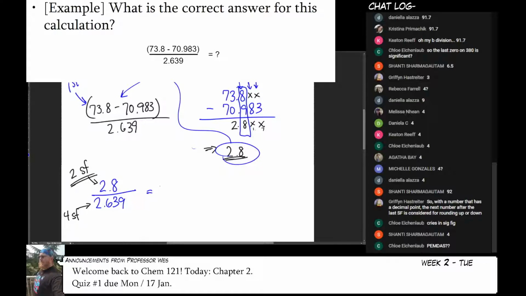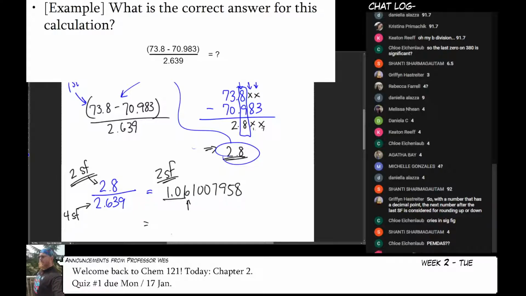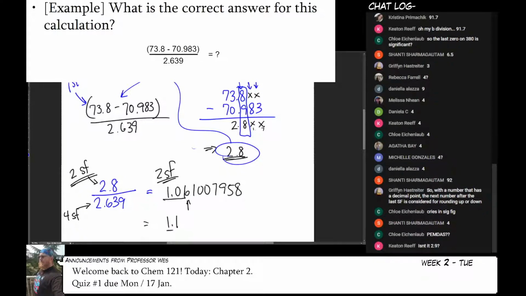So I'm going to type 2.8 over 2.639 in the calculator. This is what the calculator tells me. But I only want 2 sig figs, right? So I'm going to keep the first and round to that position. And the answer I get is 1.1. It is not 2.9. It is 2.8 because 2.817 rounds to 2.8.